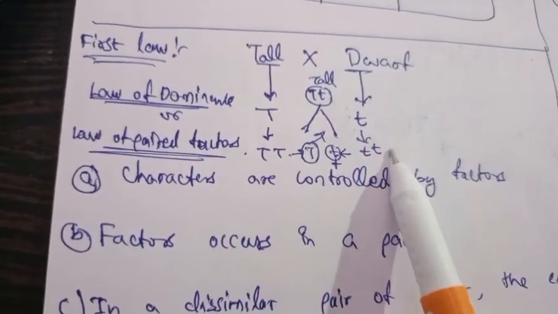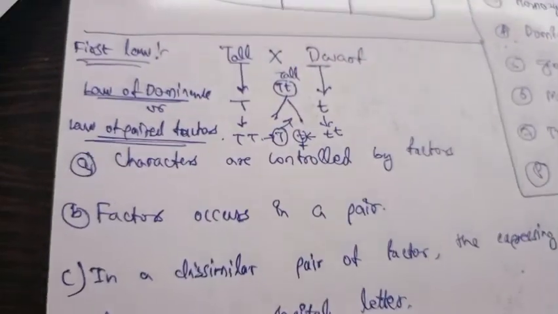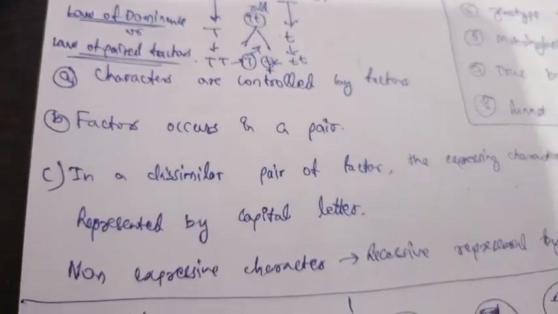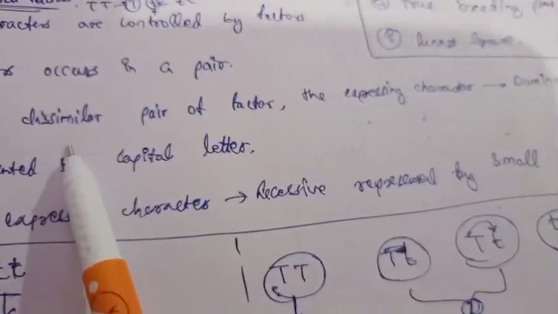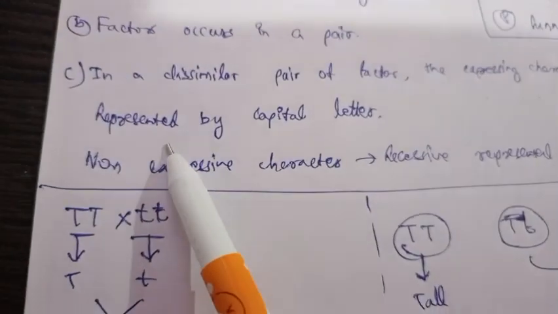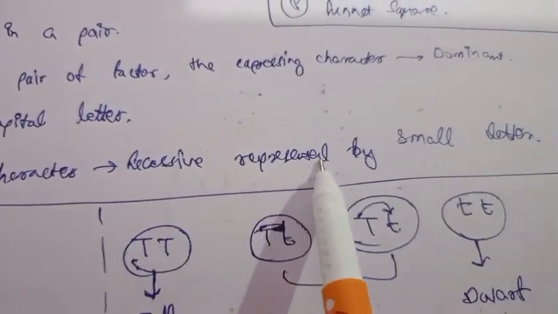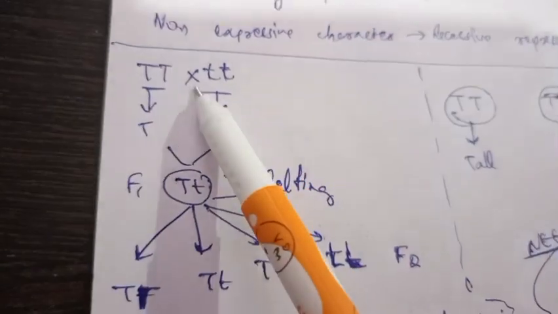Homozygous tall and homozygous dwarf are crossbred, which gives heterozygous tall. Characters are controlled by factors. Factors occur in pairs. In a dissimilar pair of factors, the expressing character is dominant, represented by a capital letter. The non-expressive character is recessive, represented by a small letter.